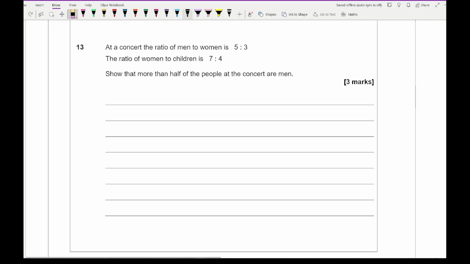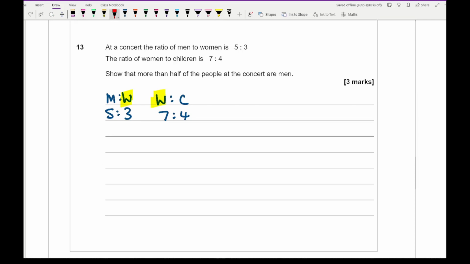Now, with these types of questions, which are very, very popular, what you want to start to do is write down the information that has been given to you in the question. So we've got men to women is 5:3 and women to children is 7:4. Now, at this stage, you want to make sure that whichever one is repeated is in the middle. It just makes it easier when you're comparing.